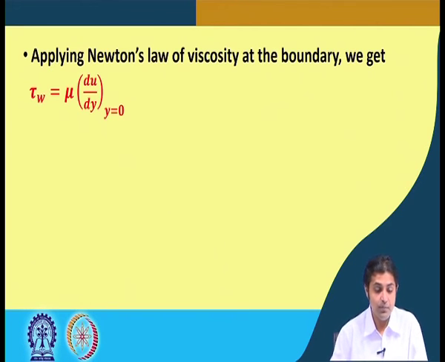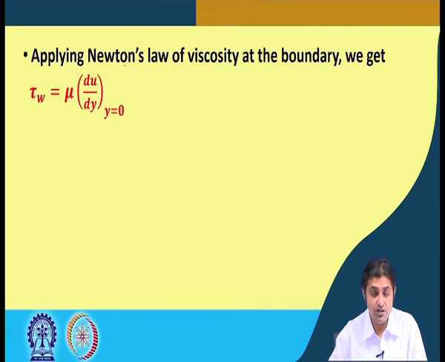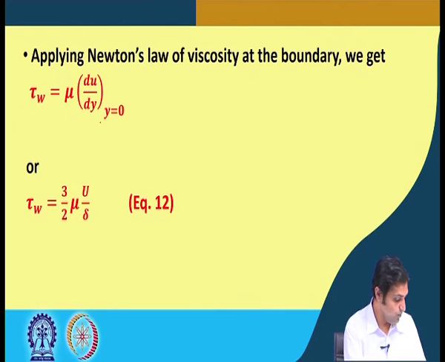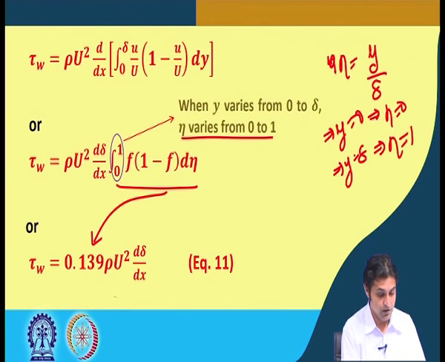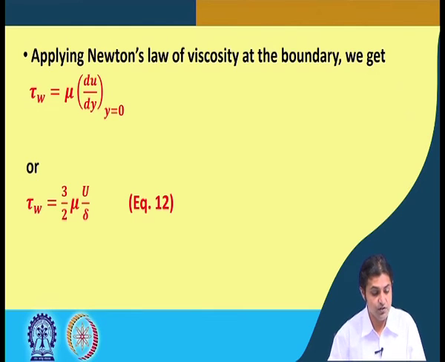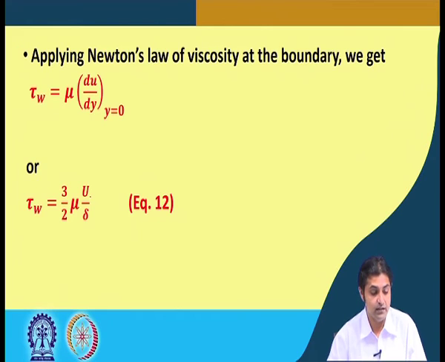Now, we apply Newton's law of viscosity at the boundary. Why can we apply Newton's law of viscosity? Because it is a laminar flow. We did the same principle when we were solving the numerical problems. If you see du by dy at y is equal to 0, it is going to give us 3 by 2 mu into U by delta.